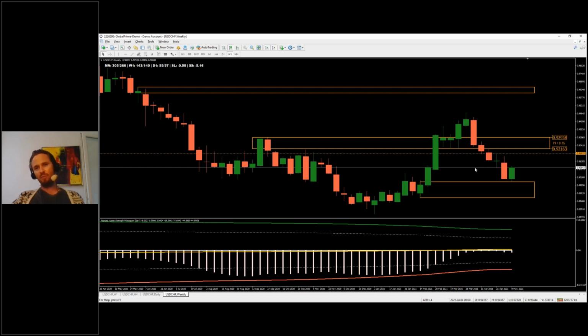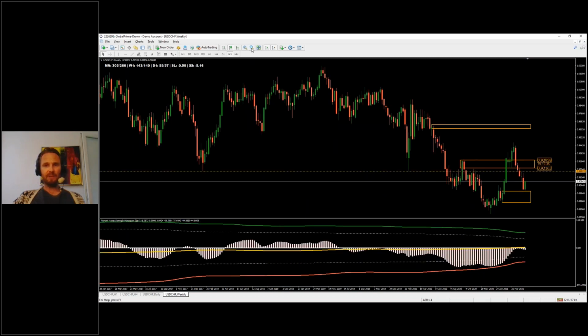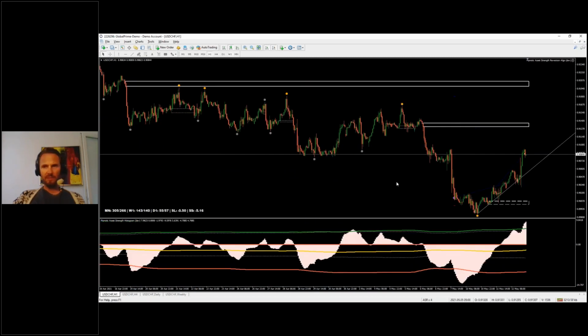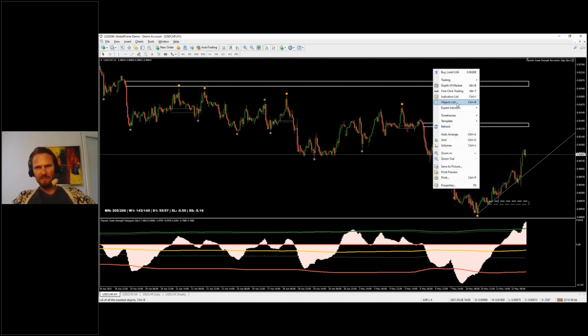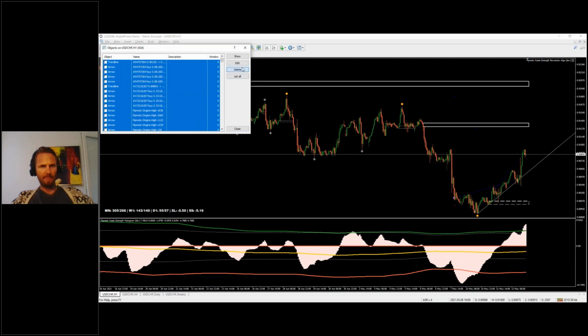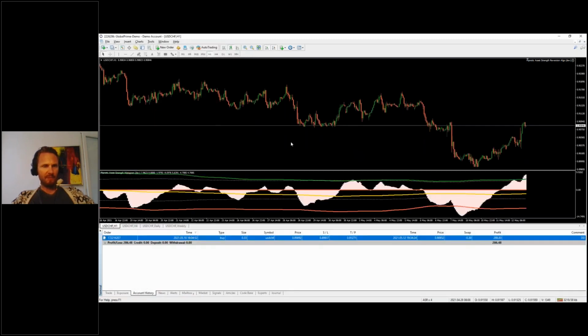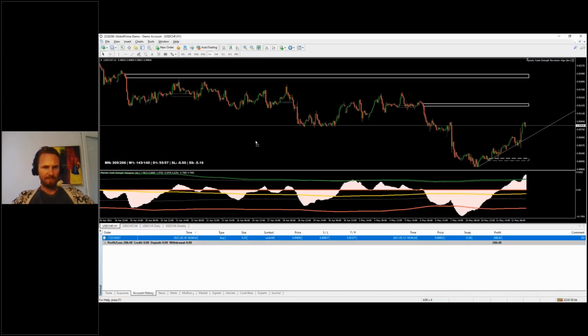So the next question is, well, where's it going to go? Well, I don't know where it's going to go. We don't have to speculate about that. All we have to do is find a nice entry, have a reasonable risk, and get out when we find an opposing area of supply. Okay, and so we already took this one off. So let me delete all of these. Boom. Let's just put this one back on the chart.